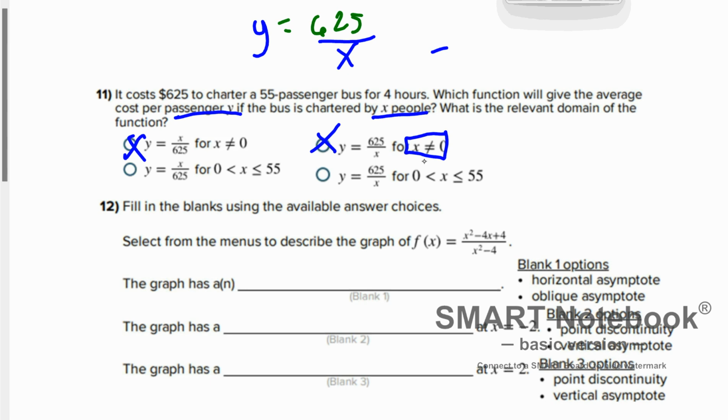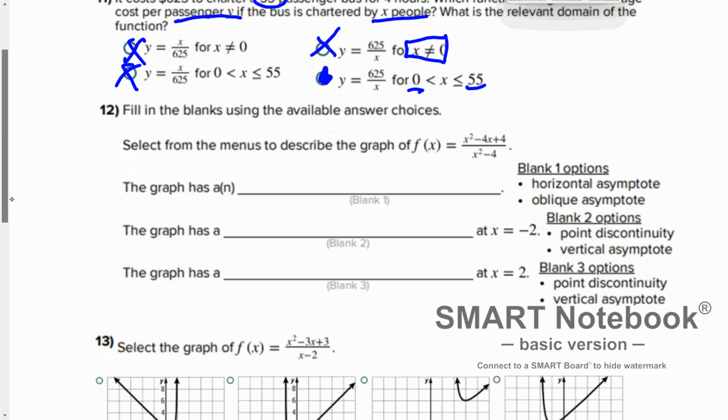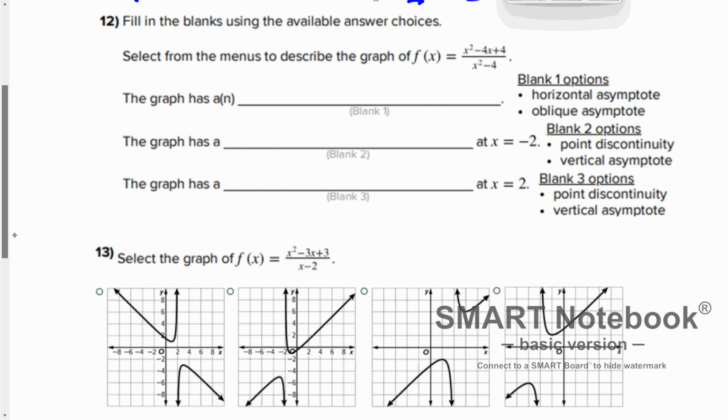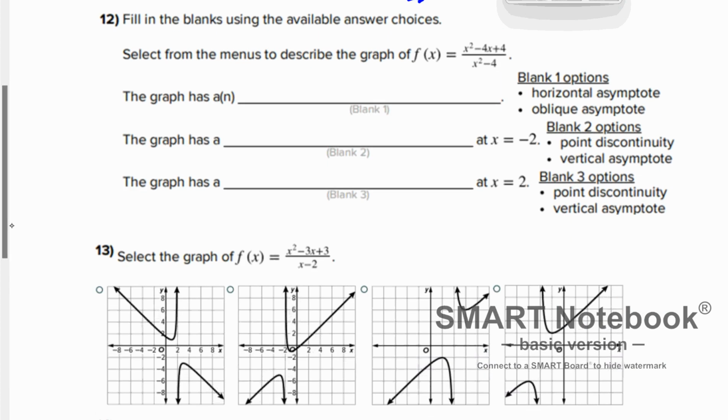So it only makes sense to have positive values, greater than 0. This one is messed up because it's X over 625, so we're going to go with this one. It makes sense to have more than 0, can't have 0, and then up to 55 because the max is 55. So look at the context of the problems when you're looking at your domain. Okay, so fill in the blanks.